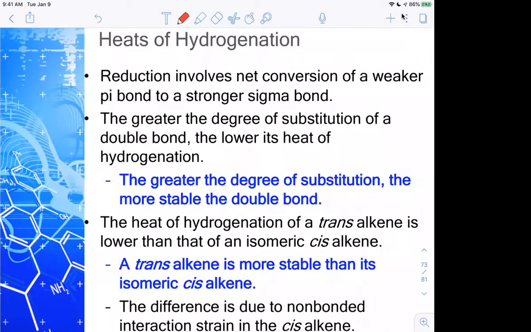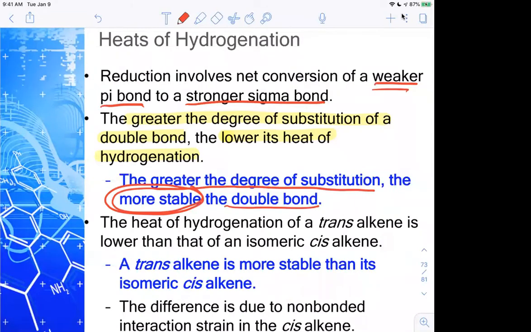So the reduction involves the net conversion of a weaker pi bond to a stronger sigma bond. The greater the degree of substitution of the double bond, the lower its heat of hydrogenation. This is what we were just talking about. So what that means is the greater the degree of substitution, the more stable the double bond is.